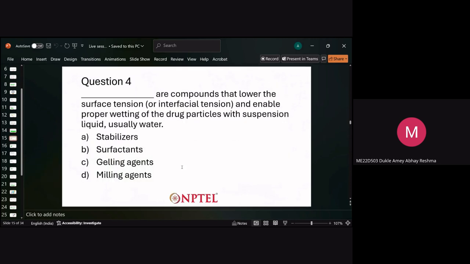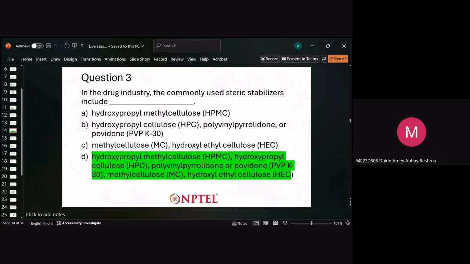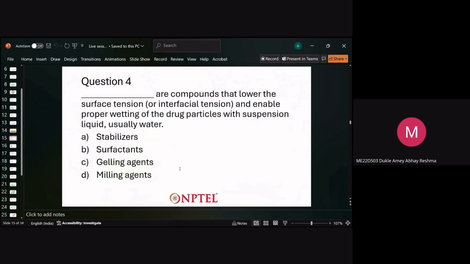So I hope the third question is done. The third question asks: in the drug industry, the commonly used steric stabilizers include hydroxypropyl methyl cellulose, hydroxypropyl cellulose, PVP, methyl cellulose, HEC. So the answer is basically all of them: HPMC, HPC, PVP, MC, HEC. All of them are used. You can find these names at the back of your drug label. Any medicine you buy, you will find these names.